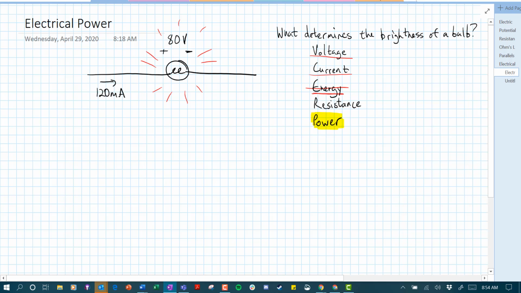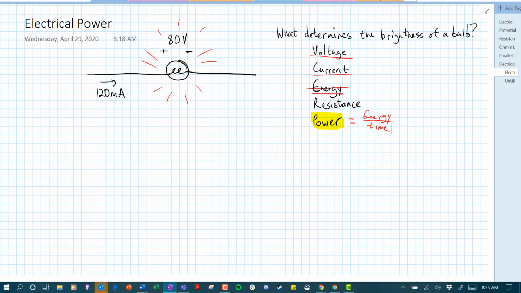But what really matters is power, and that's because power is just energy over time, or work over time, same definition as always. It has units of watts. But we want to be able to write an equation for electrical power in terms of our circuit quantities. So let's take a look at this light bulb over here. We have a light bulb. It has a potential difference of 80 volts across it, and there's 120 milliamps of current going through it.